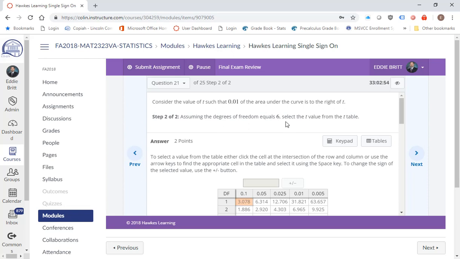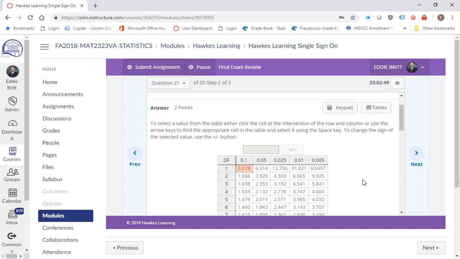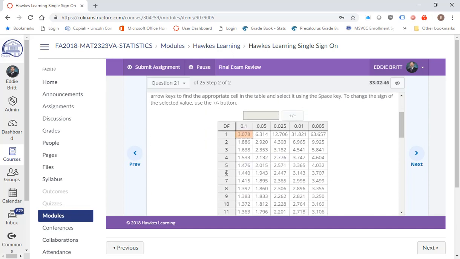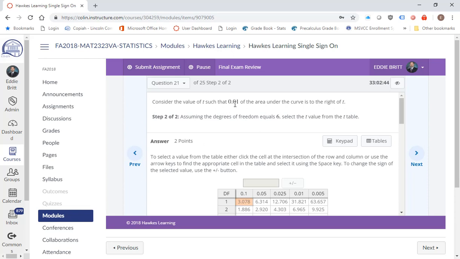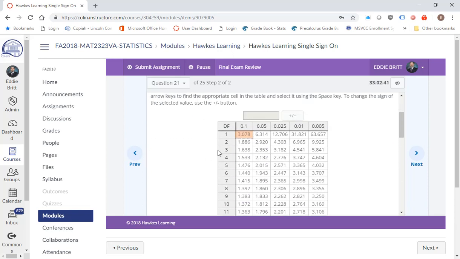Now, this is step 2. It says, assuming degrees of freedom is 6, select the t value from the table. So the degrees of freedom is 6, and the area is 0.01. So 6, not 0.1, so not this column, 0.01. All right, so there's your, let's see, that was 5, 6. There's your answer, 3.143. Be careful. You see how easy it was for me to select the wrong one? This column, this row. That's the answer for sure.